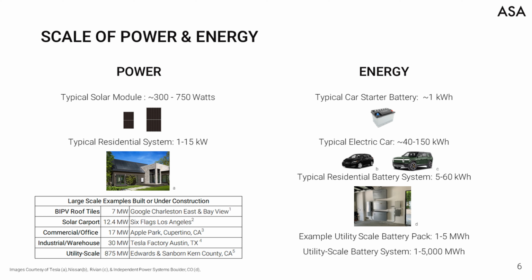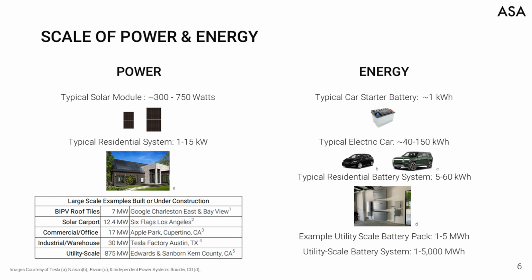Commercial and utility scale installations cover a wide range of sizes. Shown here is a list of 5 large scale installation types that provide a sense of scale for what is possible today. For example, Google has completed a 7 megawatt solar roof tile installation. Six Flags has plans to install a 12 megawatt solar carport in 2024. A 17 megawatt rooftop installation on Apple Park was completed in 2017. There is a 30 megawatt rooftop install on Tesla's new Gigafactory in the works as well. And one of the US's largest utility scale installations is 875 megawatts.